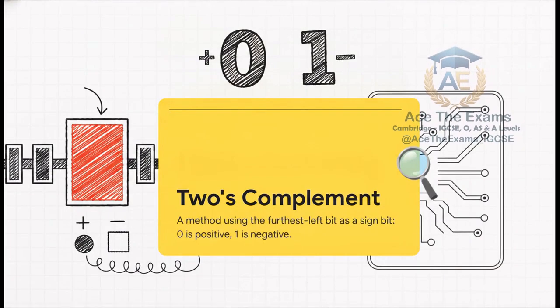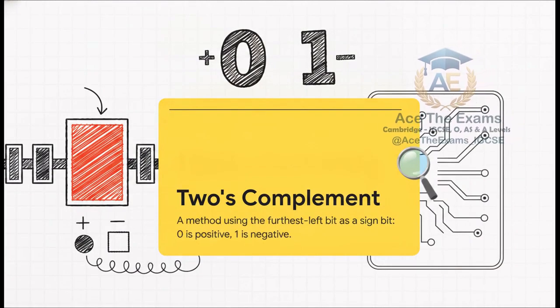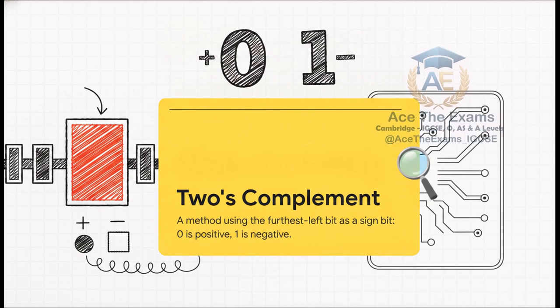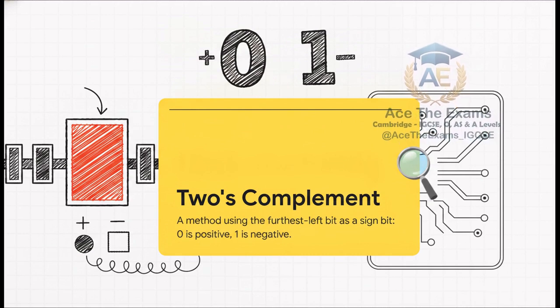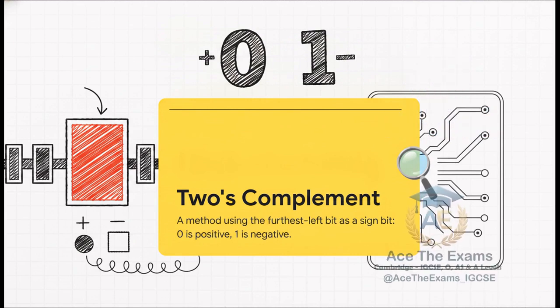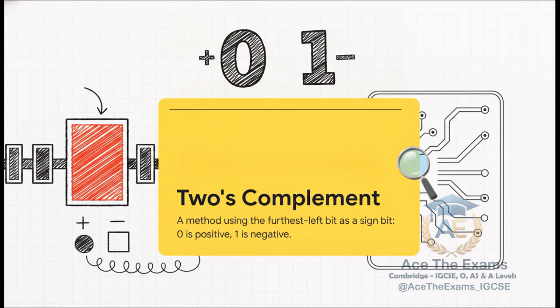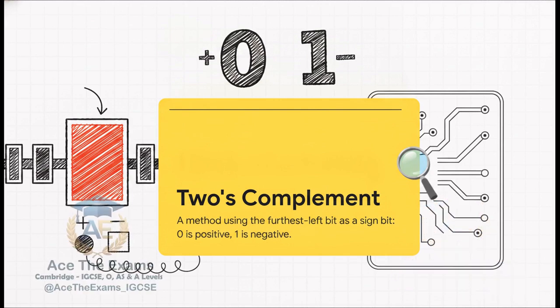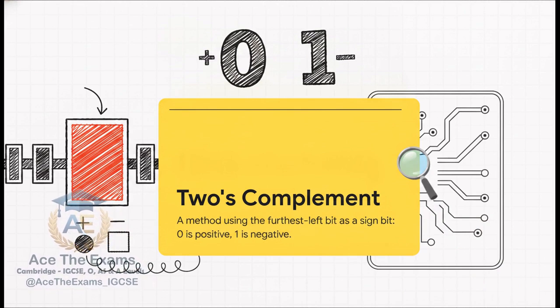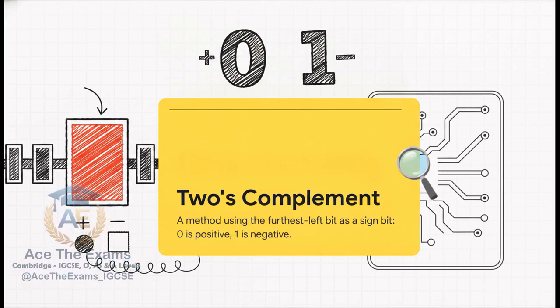The solution they came up with is just incredibly clever. It's called 2's complement. We simply tell the processor to sacrifice our largest column, the furthest left bit, and completely change its job. So instead of representing a big value like 128, it now acts purely as a sign bit. If that furthest left bit is a 0, the computer knows the number is positive. If it's a 1, it knows the number is negative.